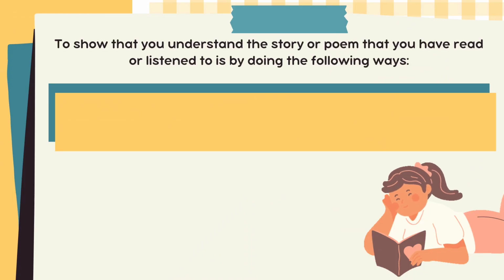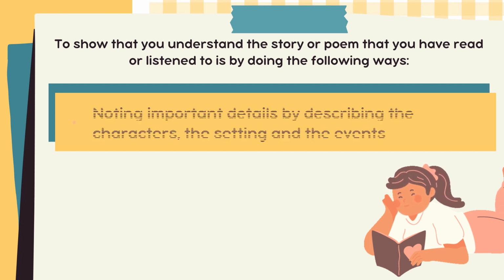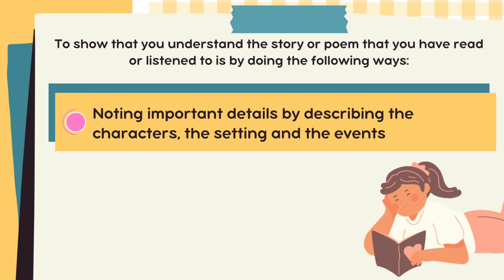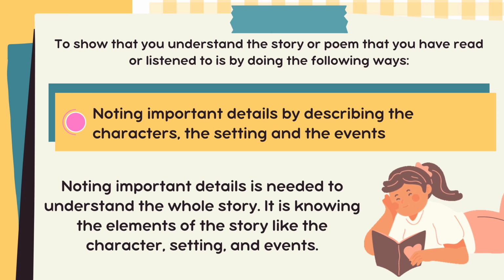To show that you understand the story or poem that you have read or listened to is by doing the following ways. Noting important details, by describing the characters, the setting and the events. Noting important details is needed to understand the whole story. It is knowing the elements of the story like the character, setting, and events.